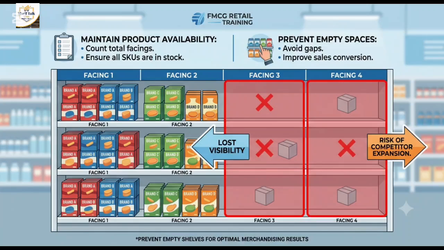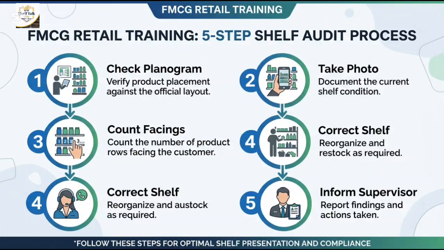Because empty facings are dangerous. When your products disappear from the shelf, customers think the competitor has a strong presence. Empty shelf space should never remain unnoticed. So whenever you notice a loss of shelf space, don't argue with store staff. First verify the approved planogram, take clear pictures, count the facings, and correct the shelf if you are authorized. If not, report the issue to your supervisor.